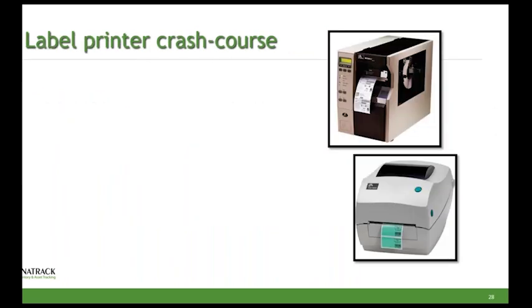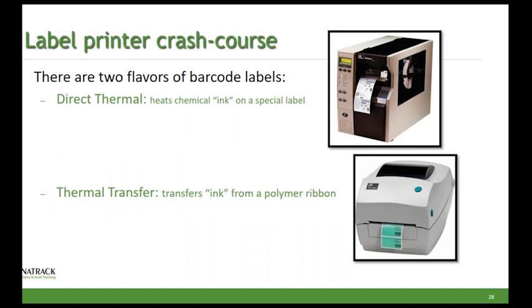I'm going to give you a 30-second overview of label printers here, just so you understand. There are two flavors of barcode labels. There's direct thermal, which heats a chemical ink that's on a special label. So the label is the special piece here. It's got a coating that responds to heat. And thermal transfer, which transfers ink from a polymer ribbon, think typewriter, is kind of what it is.